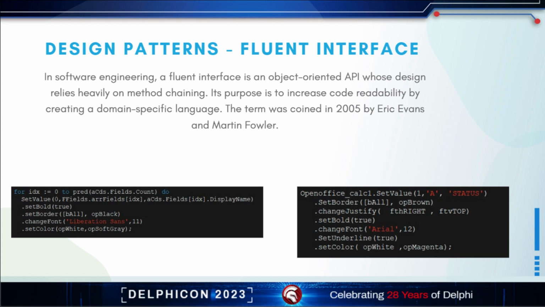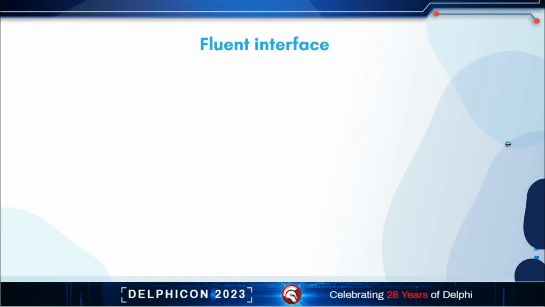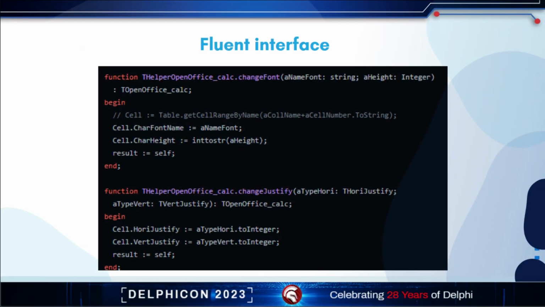Look at this example, which has no begin and has five chaining methods. This is one line of code where you set value, set bold, set border, change font, set color. In this example, the fluent interface always returns self, the current state of the object. For example, the change font method will change the font name and size and returns the current state of itself.